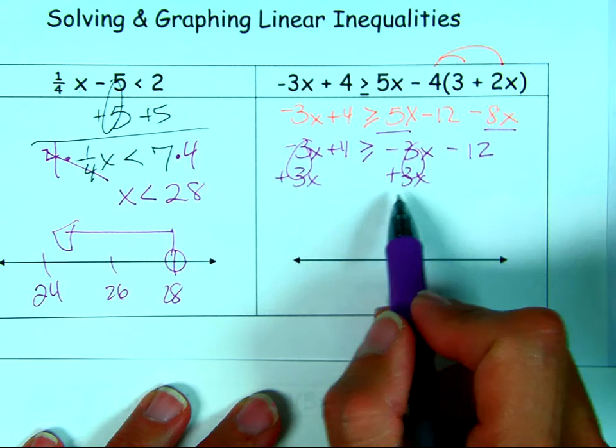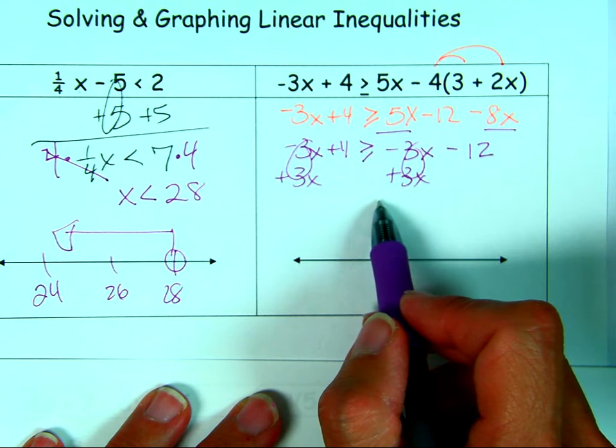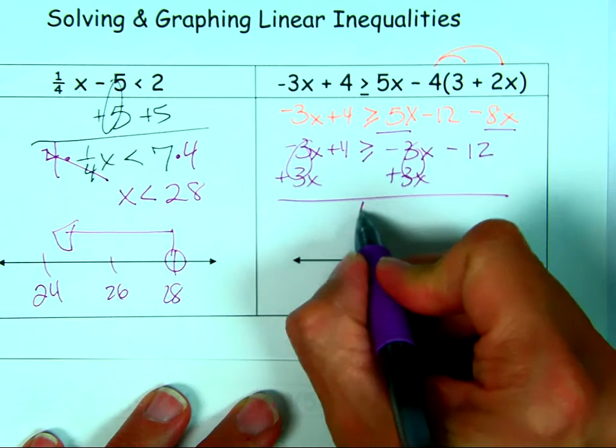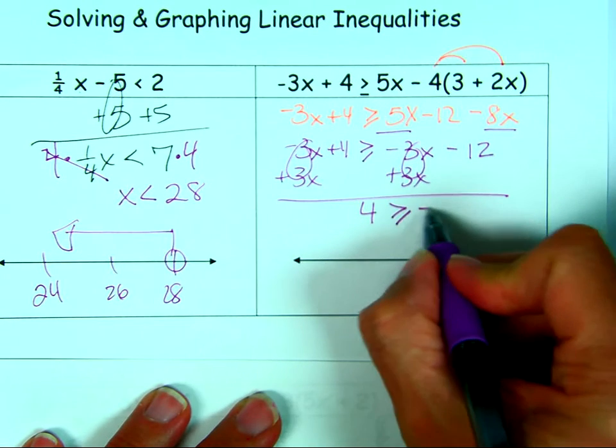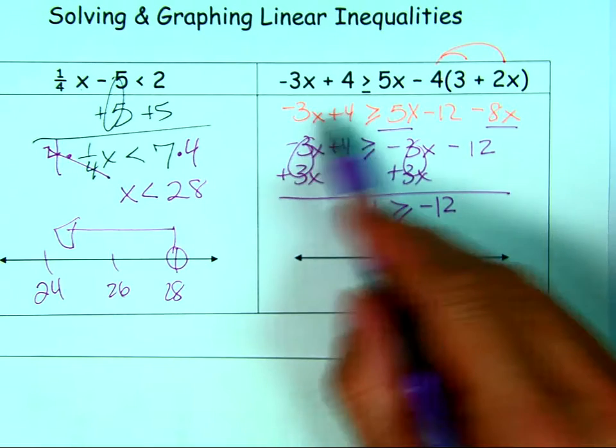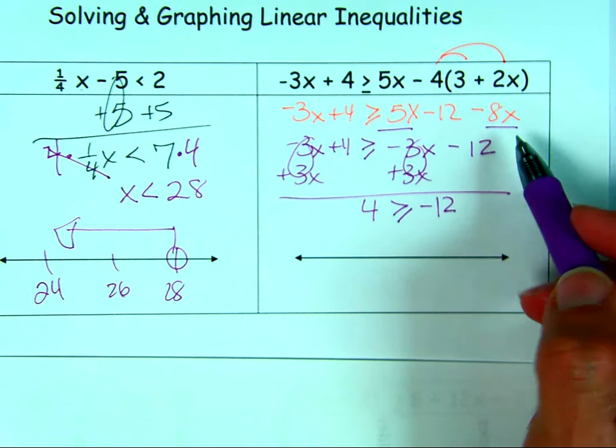Sometimes when that happens, I go back and say, oh, did I do something wrong? And then I check, and I didn't. So then I know that my answer is 4 is greater than negative 12. Remember, when the variables cancel out, you always ask yourself, is what's left a true statement or a false statement? So, is 4 bigger than or equal to negative 12? Yes, indeed. That means no matter what value of x I put in, it would always be true.